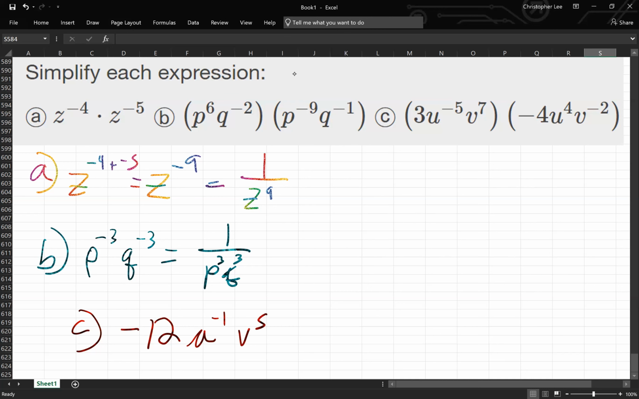It's illegal for me to have negative exponents. So I'm going to simplify this. It's going to be negative 12 v to the 5th over u. Questions on this? A little advanced. Any questions? All right, let's keep moving.